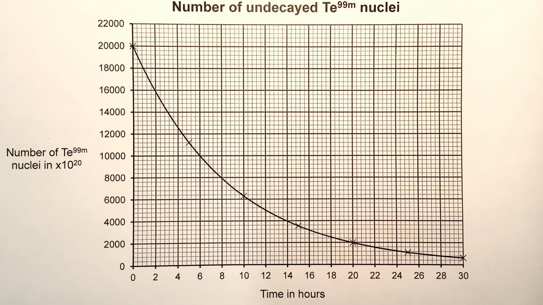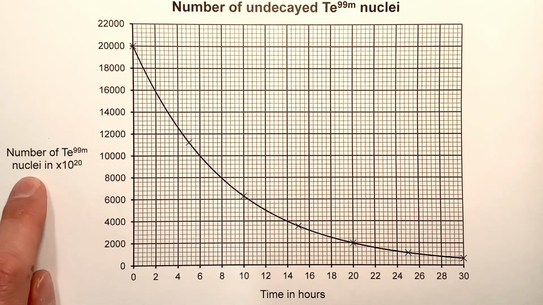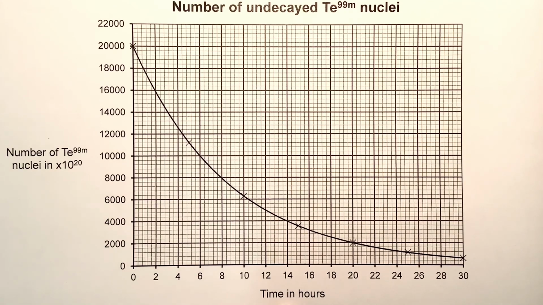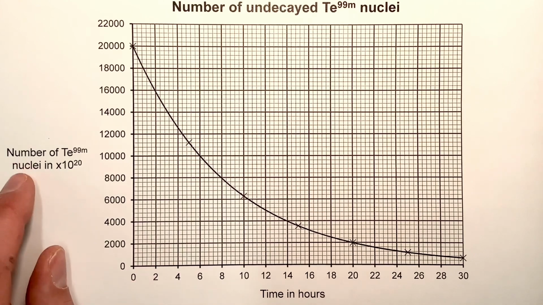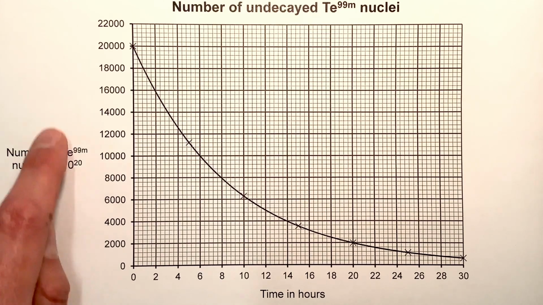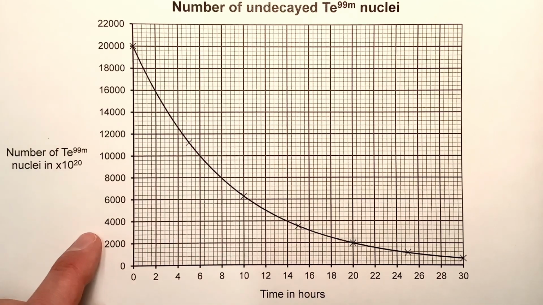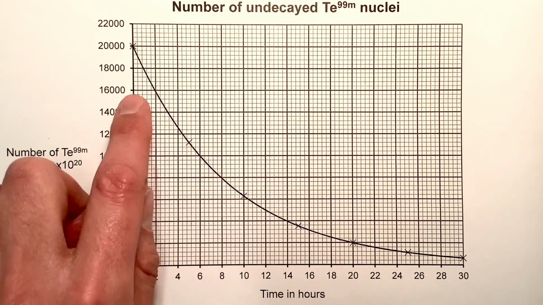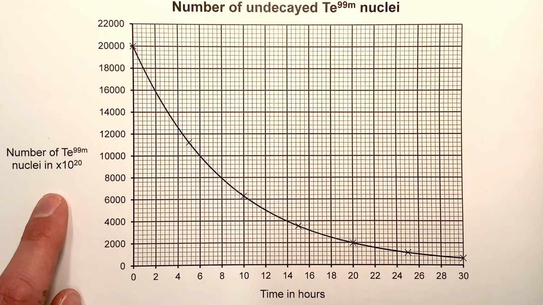This last example is the trickiest one, which has got the number of technetium-99m nuclei against time in hours. So this is going to give us the rate of change of nuclei. But this is always going to be negative. So we sometimes would say that this is the minus the rate of decay. So the gradient of this is going to give us the rate of change of nuclei or minus the rate of decay.